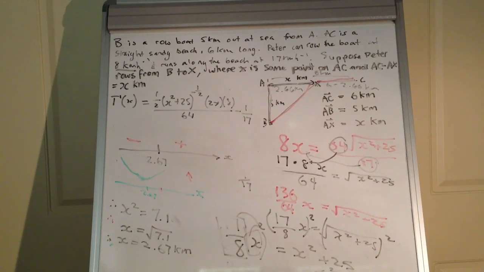So from that, we know that when this distance is 2.67 kilometres, then Peter is going to have to row and run the shortest distance.